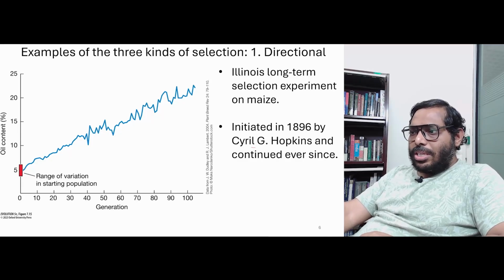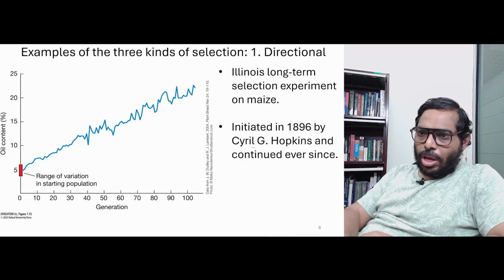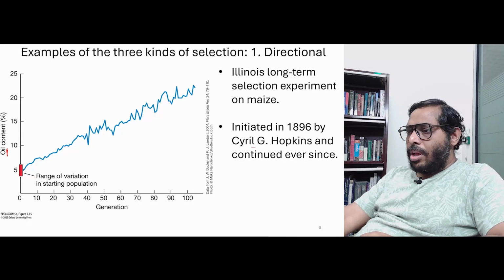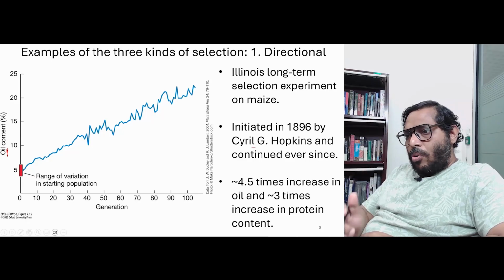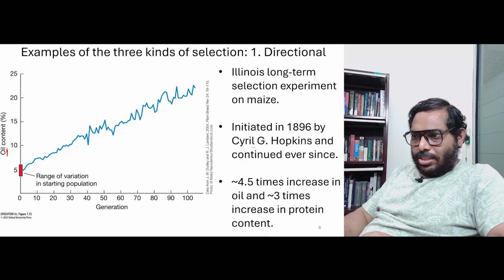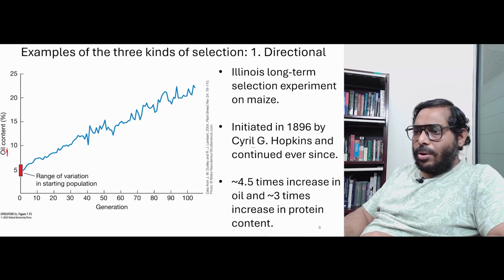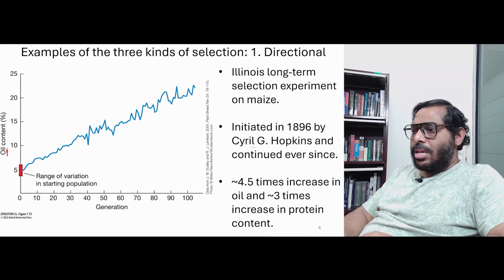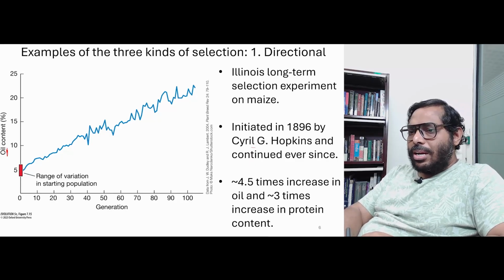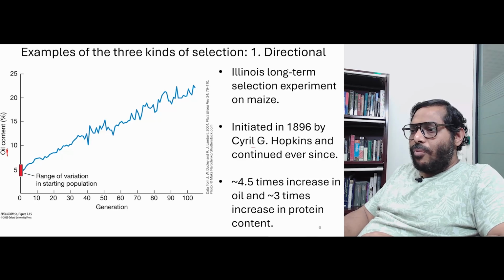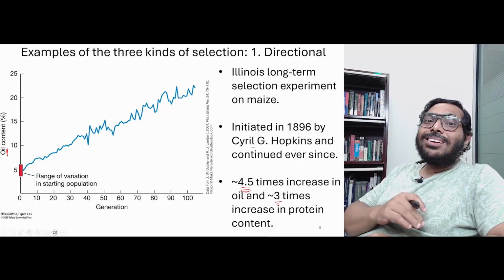Now, what you can see over here is the oil content graph. What you can see is that over 100 generations, and this data is a little old, the oil content increased by 4.5 times, and the protein content increased by approximately 3 times.